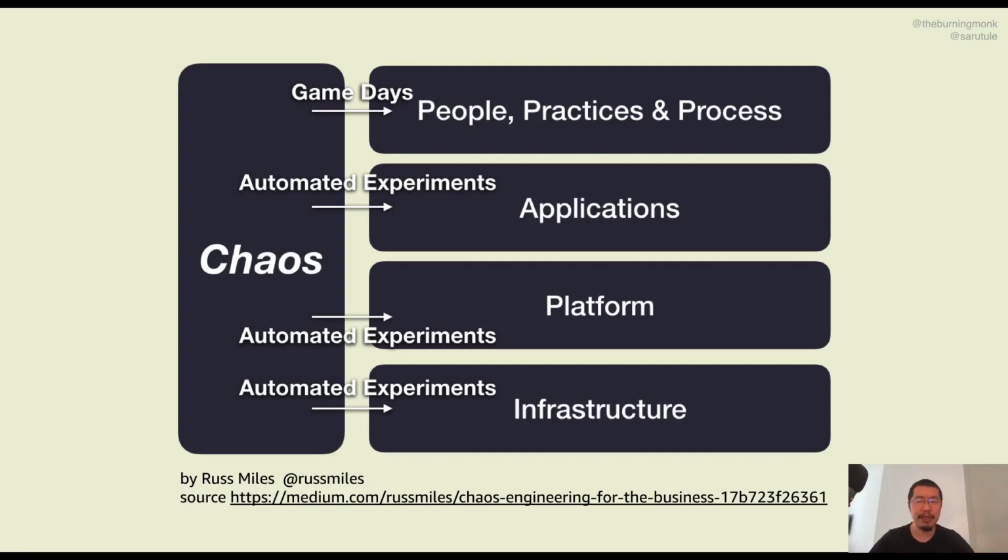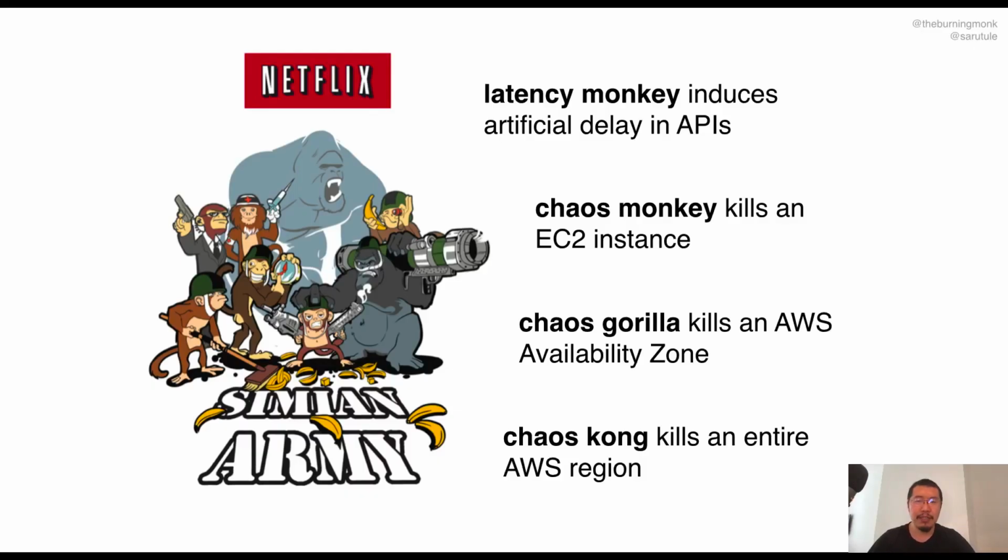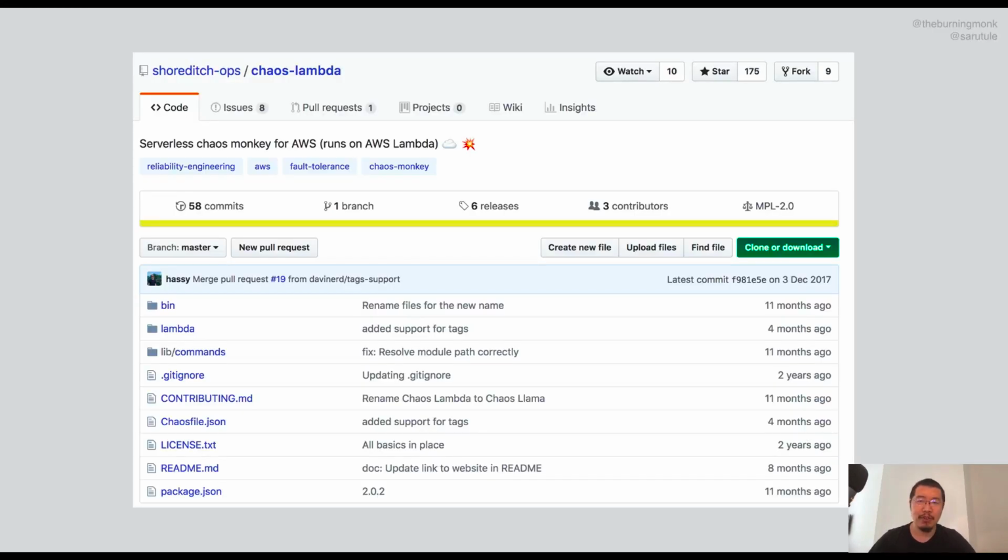It can be applied to test your infrastructure, to test the platform, as well as the people and processes that you have in place inside your organization through things like the game days we just described. In terms of tooling, you've probably heard about Netflix's Simian Army, where you have a bunch of monkeys for killing servers, for injecting latency, for killing a whole availability zone, or even the entire region. And nowadays, you also find tools that allow you to run chaos monkey logic through a Lambda function, so you don't have to run a server to occasionally kill other servers.